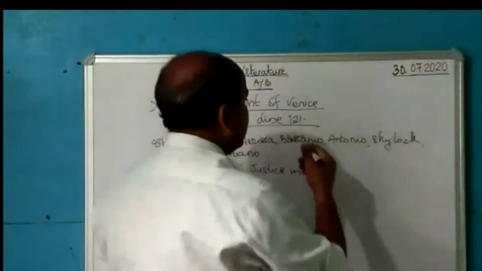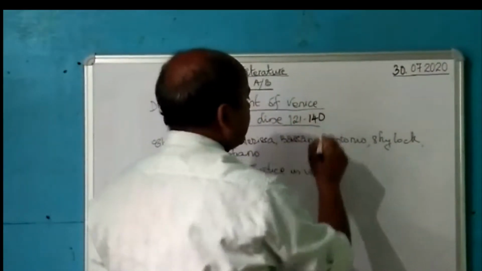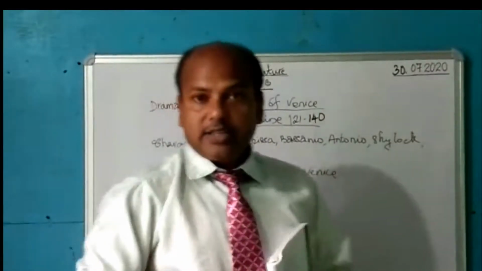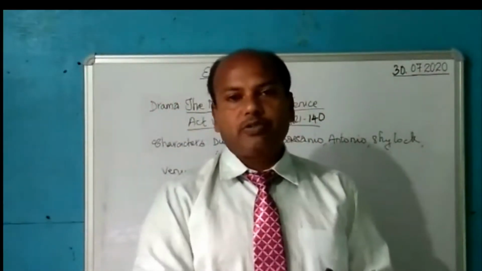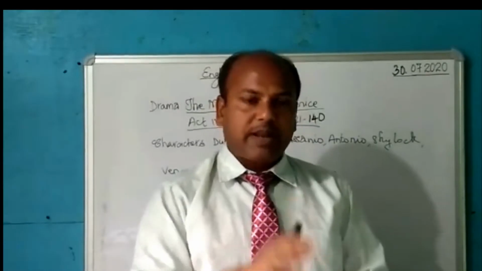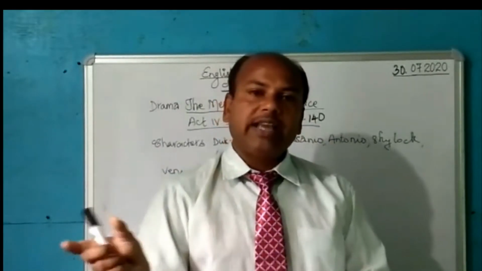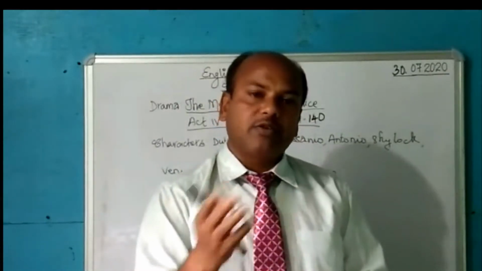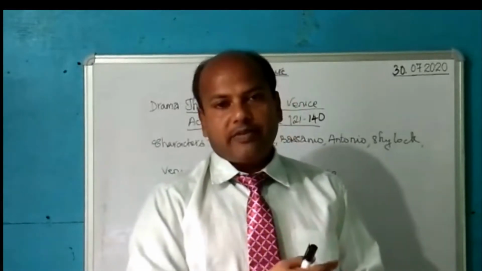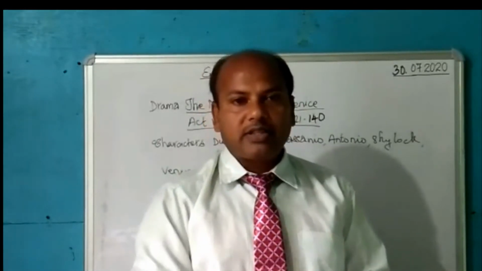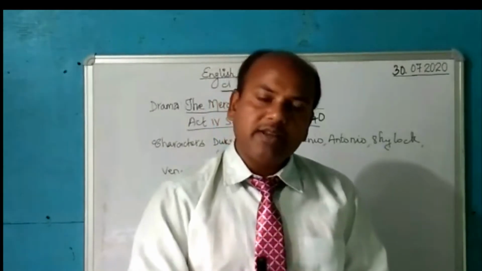Dear children, we have completed up to line number 140. We shall continue in the next video clip. I suppose you understood this explanation given by Graziano of why Shylock has been regarded as a wolf. It is just because of his behavior. So we shall wind up here for this video clip, remaining in the next video clip.